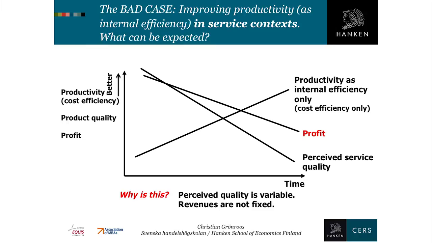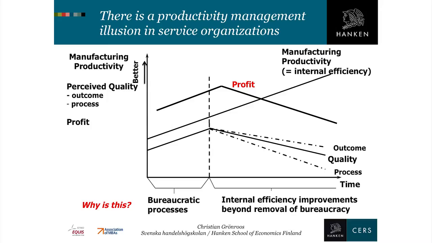Then there's another thing which I like to point out here. It's an illusion when service managers, or managers in service businesses, are applying traditional productivity methods, which often is done, as I said. And that is, first, everything looks okay. So let's go to the illusion. It looks like this. We start by improving internal efficiency, applying manufacturing models, and costs go down.